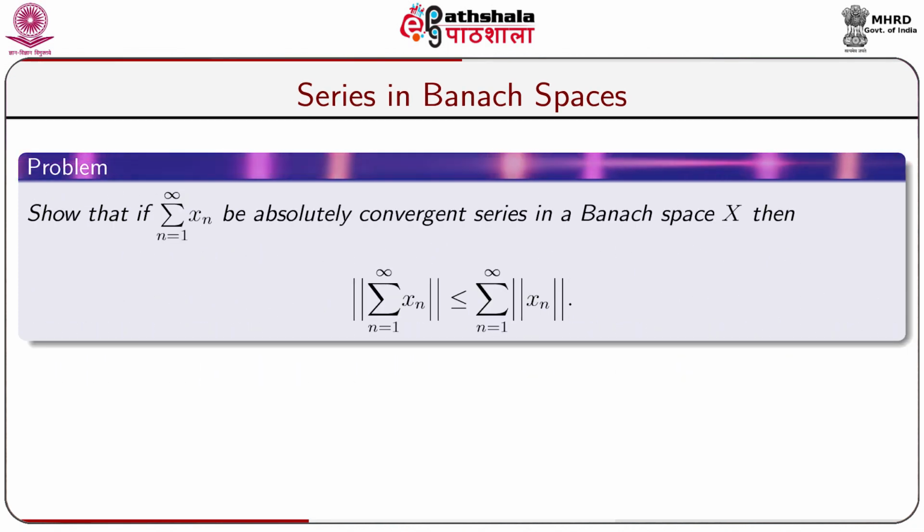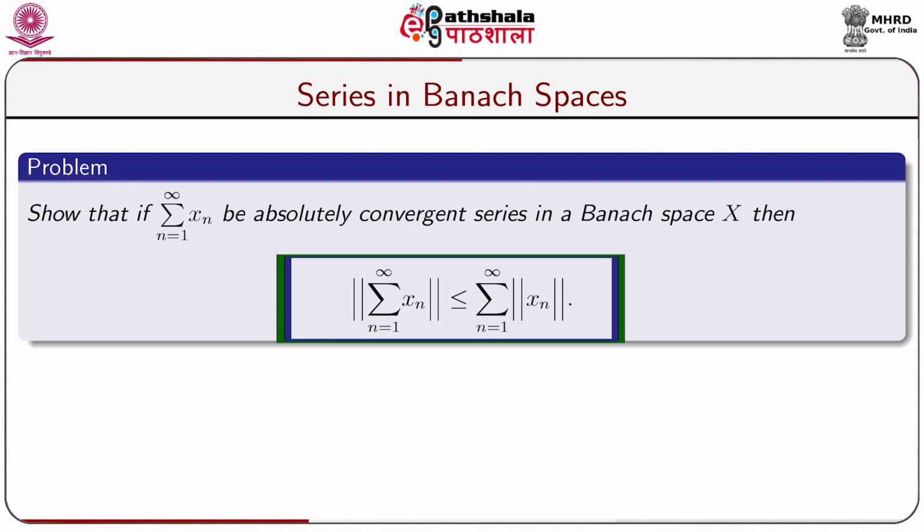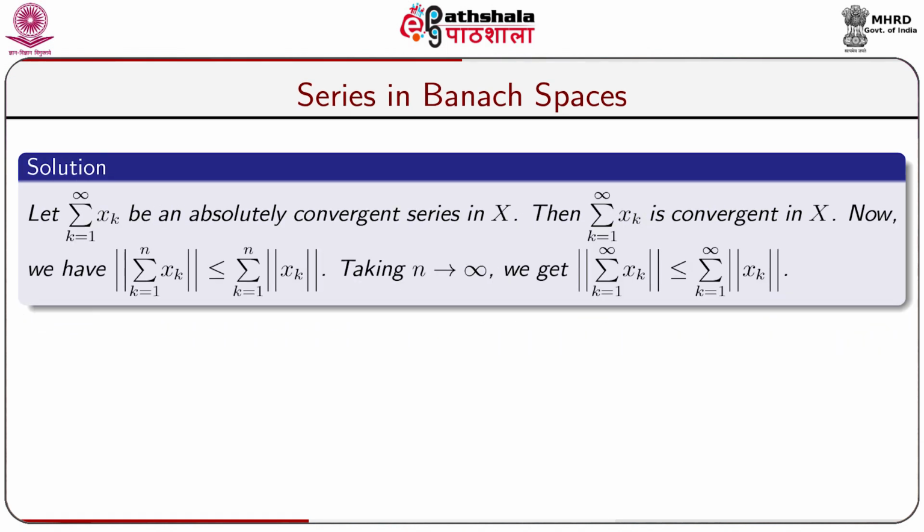In this connection, let us take a problem. If sigma n = 1 to infinity x_n is an absolutely convergent series in a Banach space X, then the norm of sigma n = 1 to infinity x_n is less than or equal to sigma n = 1 to infinity norm of x_n. Now, let us take a solution.